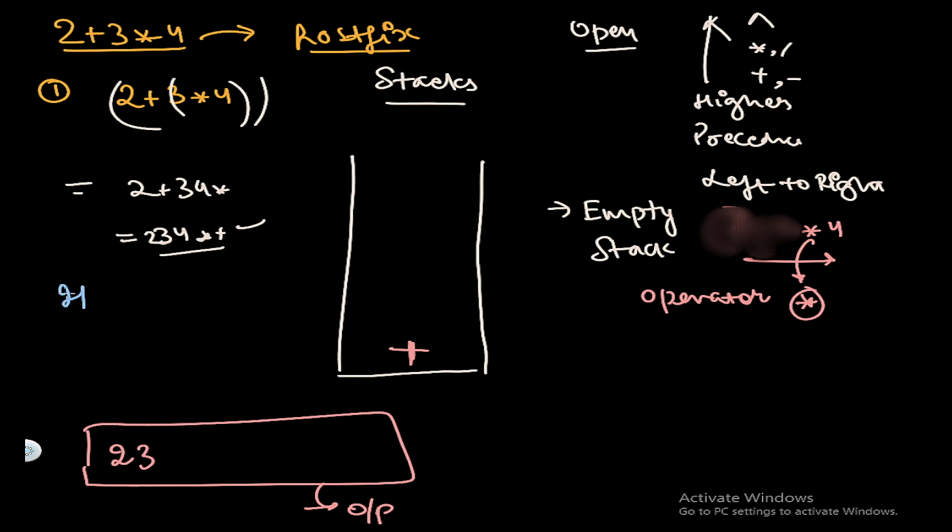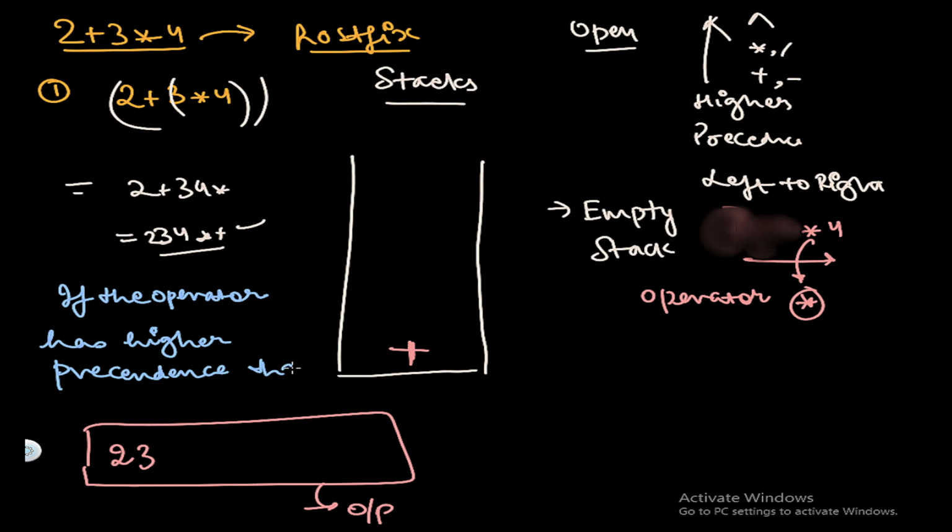What is the condition? If the operator has higher precedence than that of stack top, then push it, otherwise pop until you find the lower precedence expression. For example, here I can place the multiply sign. Why? Because the precedence of this multiplication is higher than that of addition.